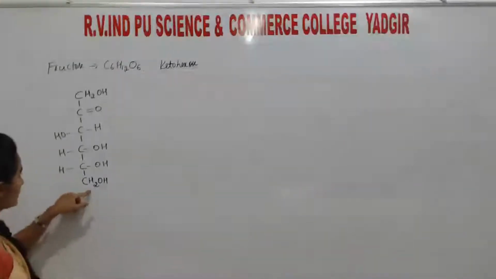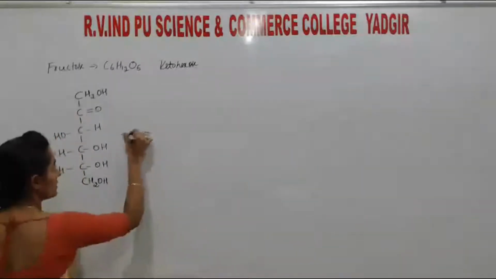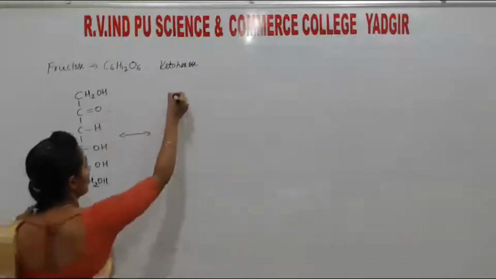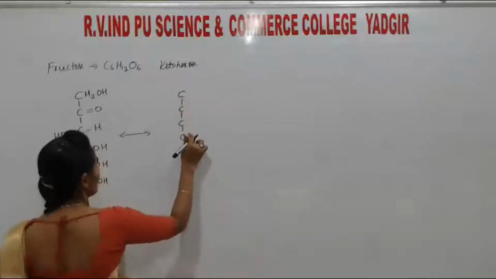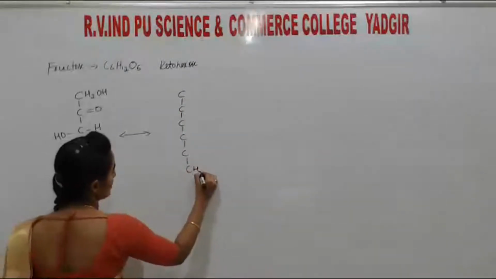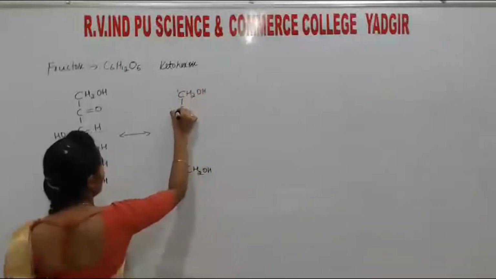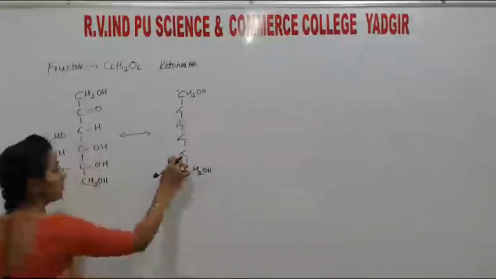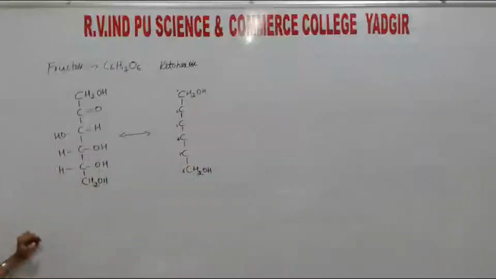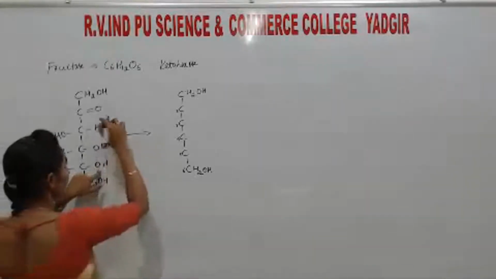So students, this one is cyclized. As I told you, this one is cyclized. There is no free ketonic group. So this is CH2OH, and here it is CH2OH. So students, here carbon atoms 1, 2, 3, 4, 5, 6. Here the second carbon atom and the fifth carbon atom are involved in cyclization. Are you getting? The same happens here.